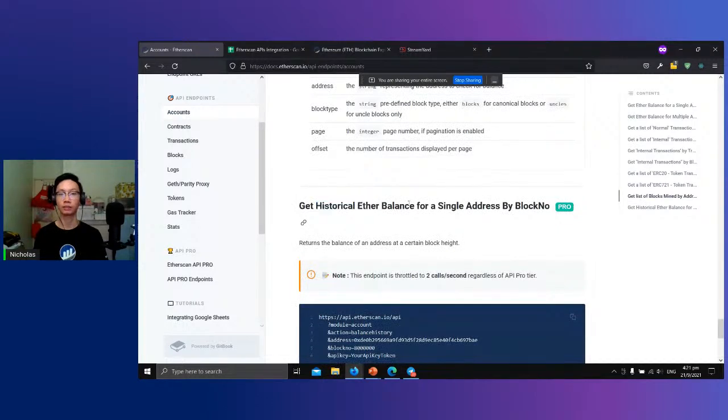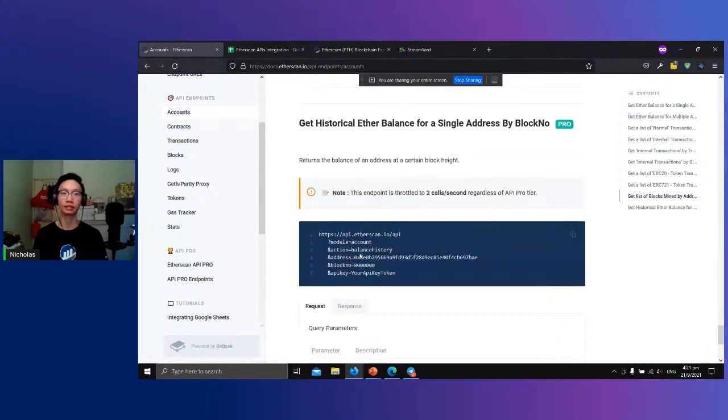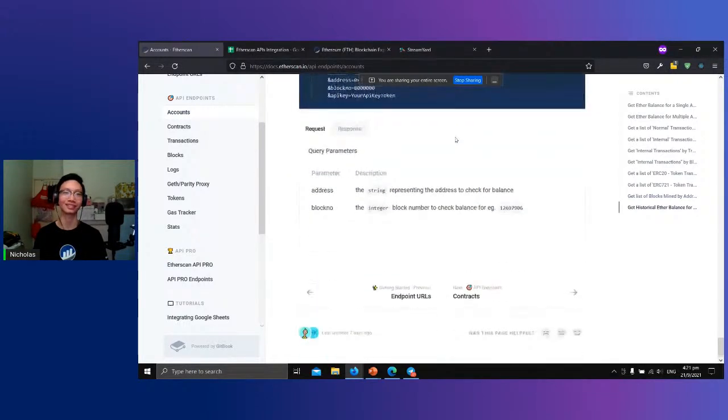Next, you have get historical ether balance. If you wanted to know how much ether you had a year ago, you could find a timestamp and query what your ether balance was at that time. This is helpful, let's say, in the future when crypto is taxed locally and someone asks how much ether you had in the past. You have no idea, so you can use this endpoint to check for those things. Okay, that covers it for the accounts section.